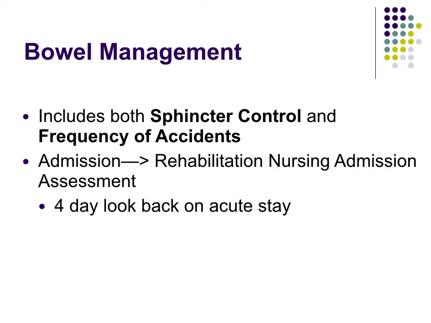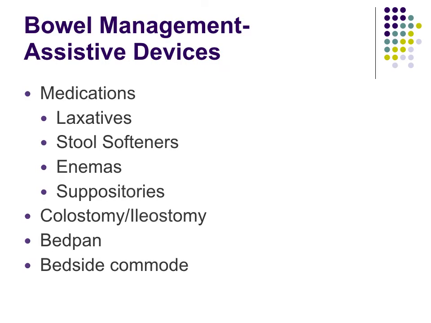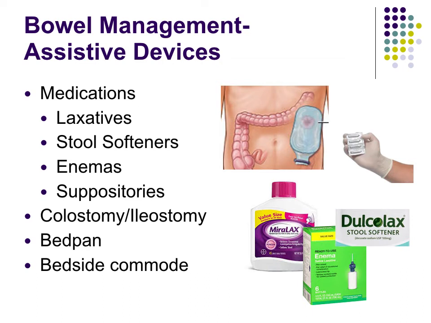Bowel management includes both sphincter control and frequency of accidents, just like bladder management does. Also with this, when the patients are admitting, please make sure to complete the rehabilitation nursing admission assessment, where it will prompt you to look at the 4-day look back on the acute stay. So bowel management, assisted devices, medications, including laxatives, stool softeners, enemas, suppositories, those kind of things will all drop the patient to a level 6.